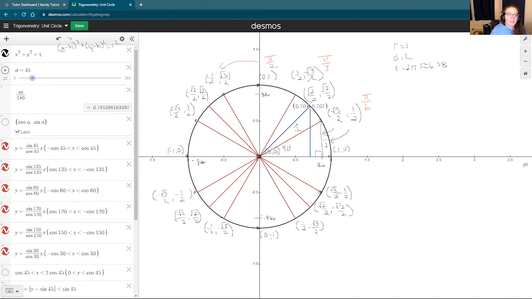And then we can keep going. This guy will be 4 pi over 6, or in other words, 3 pi over 2. I'm sorry, no, I made a mistake. It's 2 pi over 3. Right? One sec. No worries.